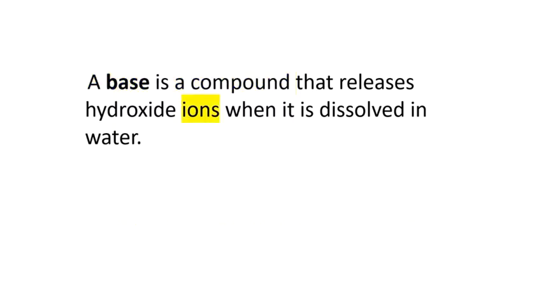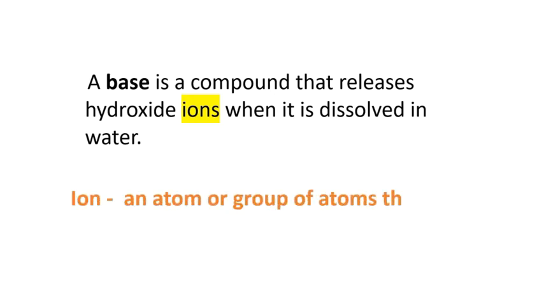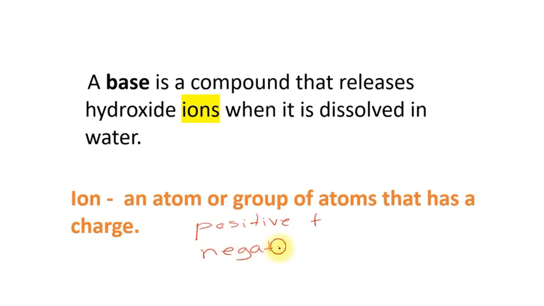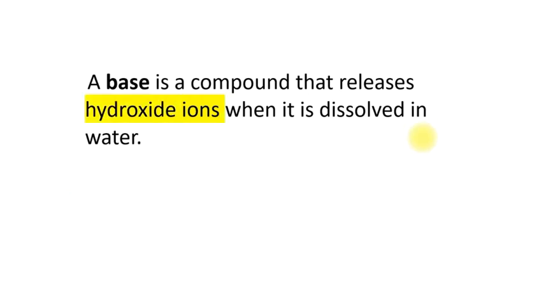And do you remember what an ion is? An ion is an atom or group of atoms that has a charge. Remember, the charge can be positive, plus, or negative. Okay. So what we're left with in our definition here is hydroxide ions.